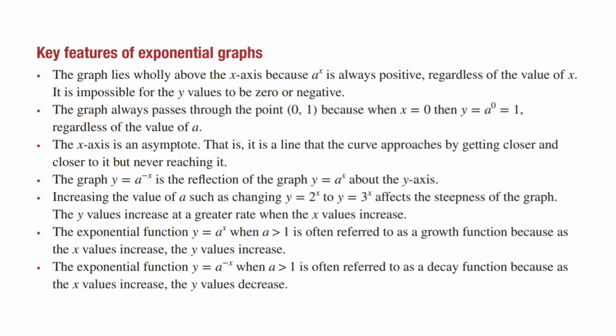So key features of exponential graphs. The graph lies wholly above the x-axis because a to the power of x is always positive, regardless of the value of x. It is impossible for the y values to be 0 or negative. So what that means is that when we have an exponential graph, if I have my x and y axes, your graph line will always be above the x-axis. It will never go below the x-axis.